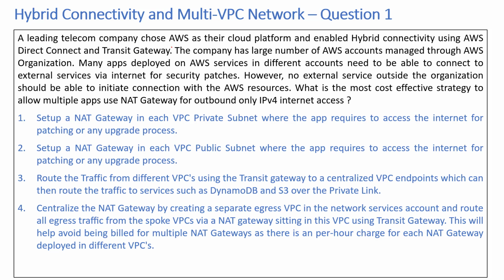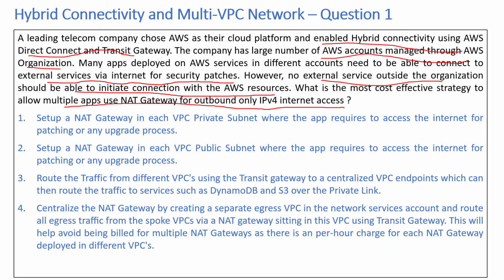A leading telecom company chose AWS as their cloud platform and enabled hybrid connectivity using AWS Direct Connect and Transit Gateway. The company has a large number of AWS accounts managed by AWS Organizations. Many apps deployed on AWS services in different accounts need to be able to connect to external services via the internet for security patches. However, no external service outside the organization should be able to initiate the connection with AWS resources. What is the most cost-effective strategy to allow multiple apps to use a NAT gateway for outbound-only IP for internet access?